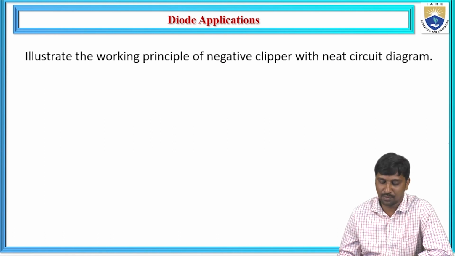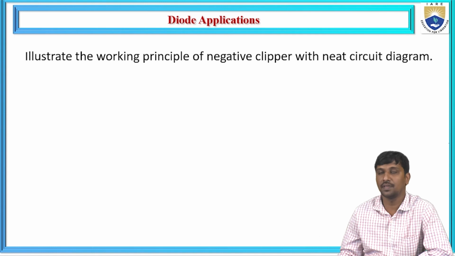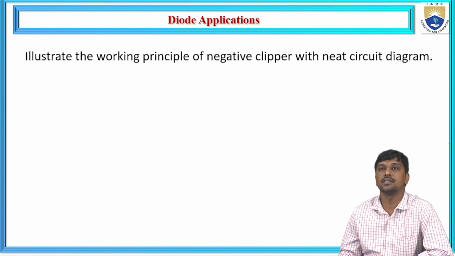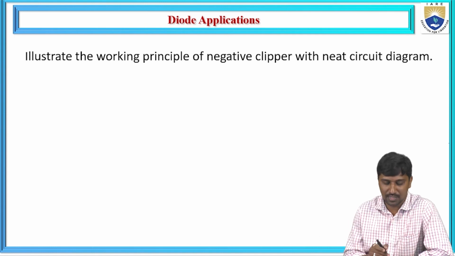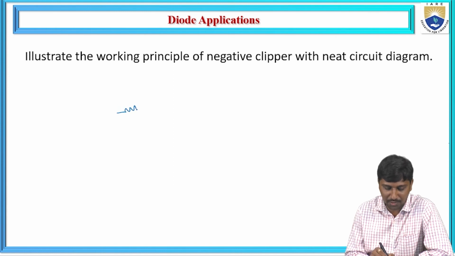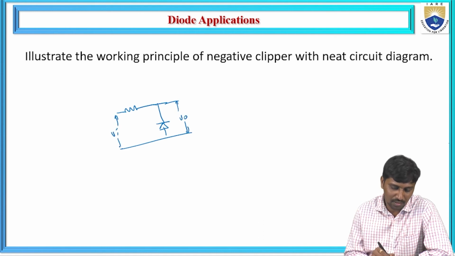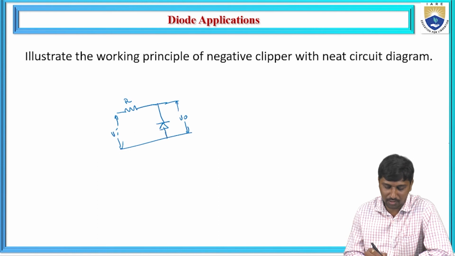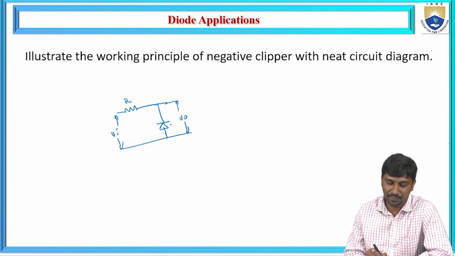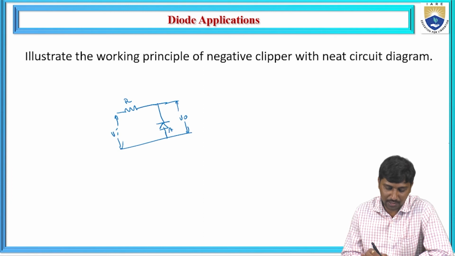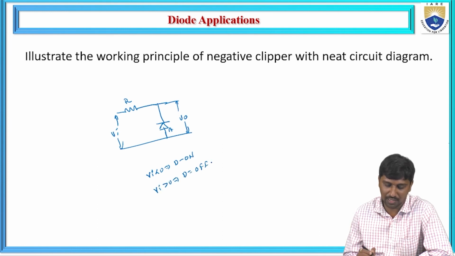Now illustrate the working principle of negative clipper with neat circuit diagram here. So for this case, first you draw the negative peak clipper circuit. So this is the negative peak clipper circuit. Here we are going to observe what happens. In a negative peak clipper, the anode is connected to ground, which means whenever Vi is less than 0, the diode acts as the on state. If Vi is greater than 0, the diode acts as the off state.